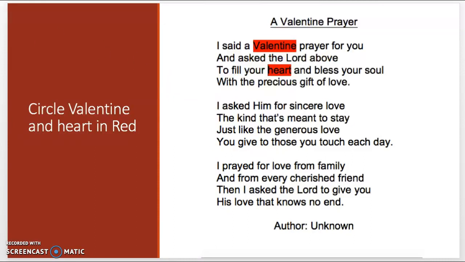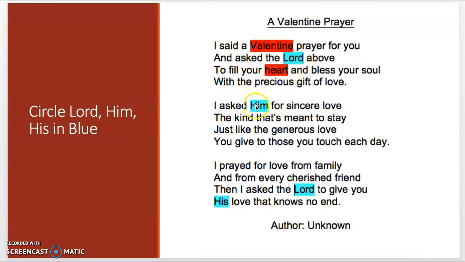The other words I would circle are Lord, him, his, and Lord again. And I would circle these words in blue so that the students understand that the Lord, him, and his are important in the poem because we are talking to God. So the children are praying to God and asking him to watch over our family and watch over our friends.